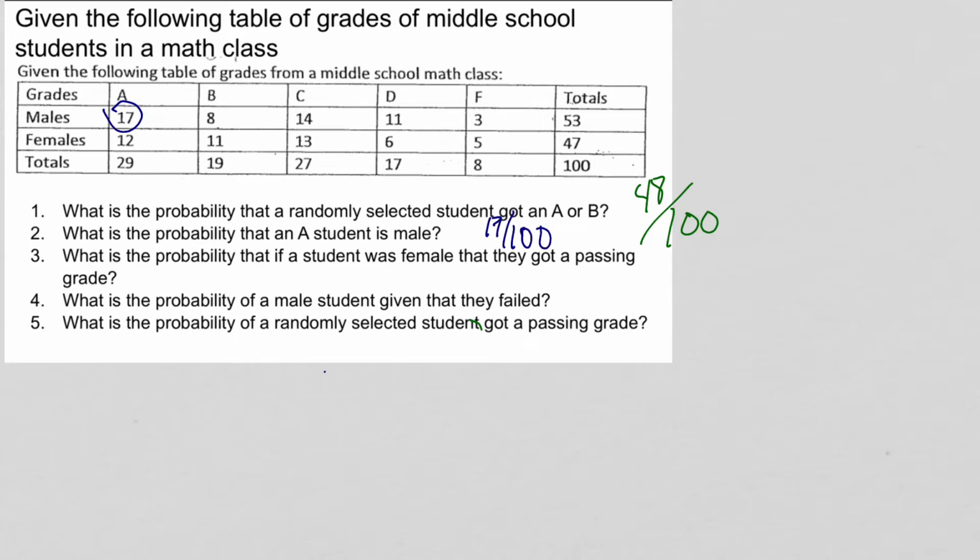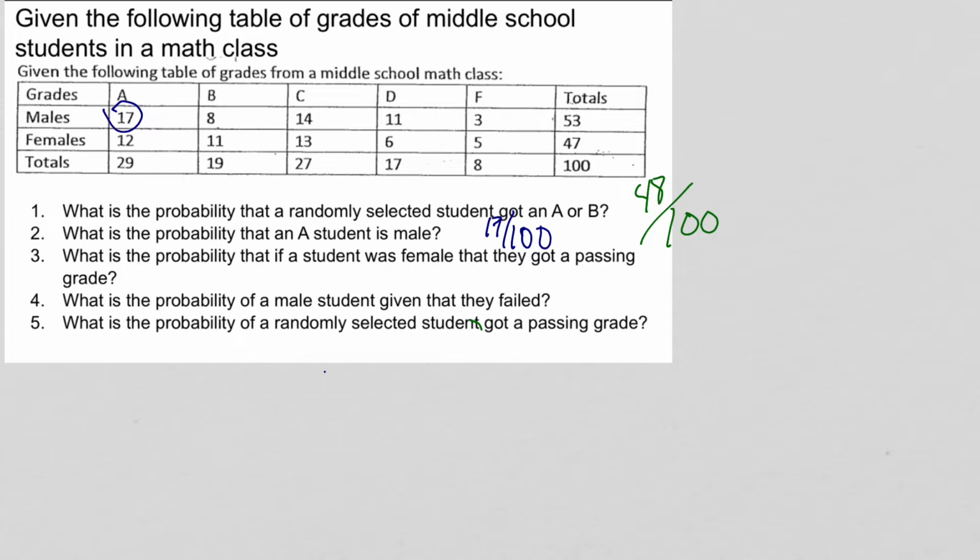Okay, number 3. What is the probability that if a student was female, that they got a passing grade? A passing grade is the grades A, B, and C. D and F are not passing grades, even though we don't have D's at Peak to Peak. So A, B, and C are passing grades.